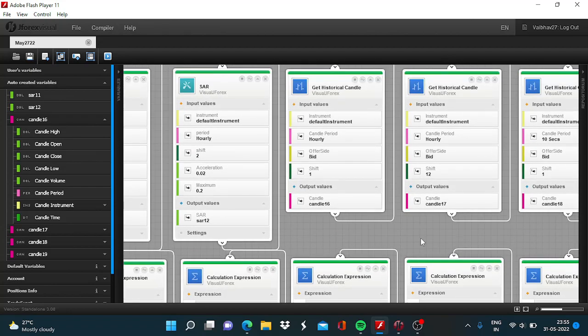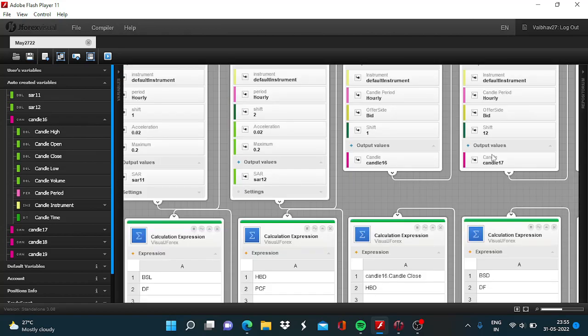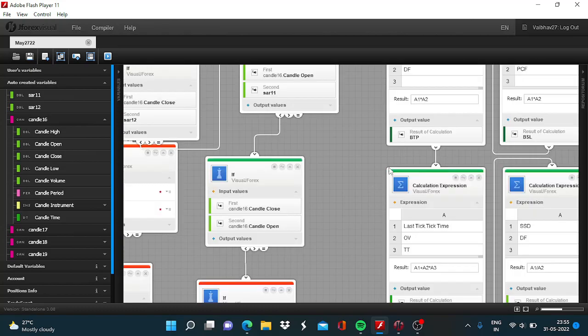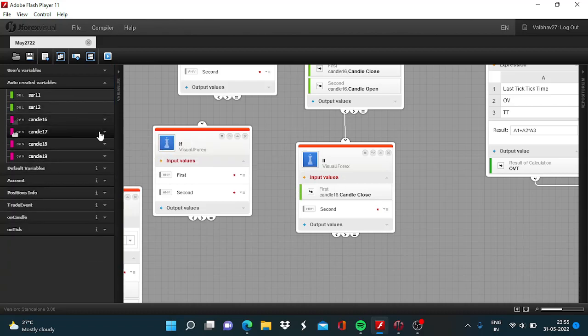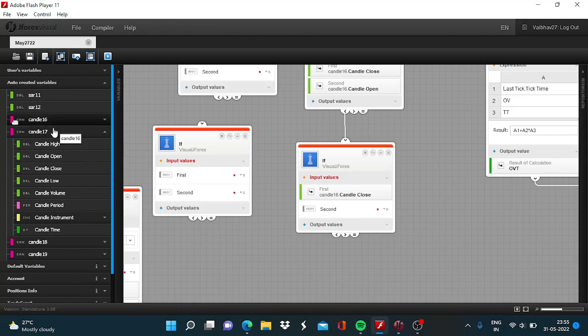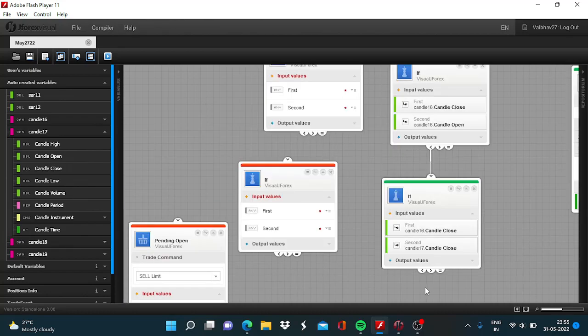So here we have to compare closing values of the candle 16 and candle 17. I have already added candle 16 candle close. Now I need candle 17 candle close. First input less than second input.